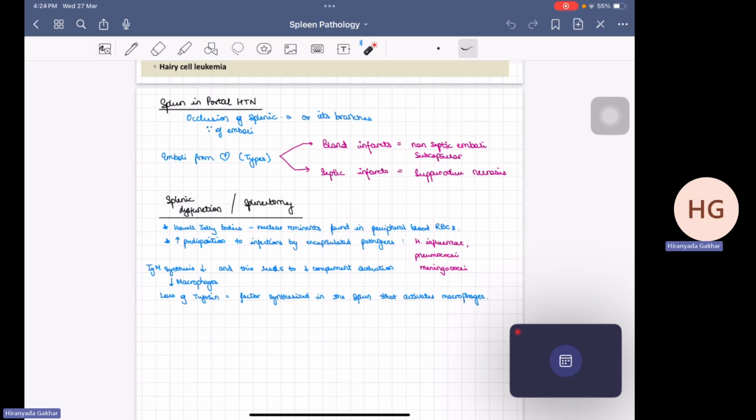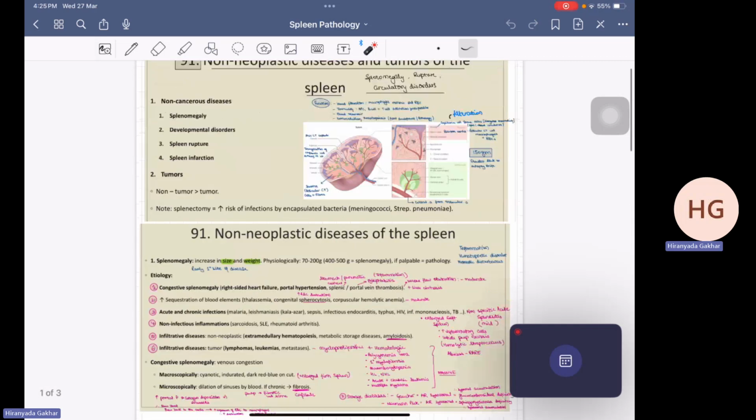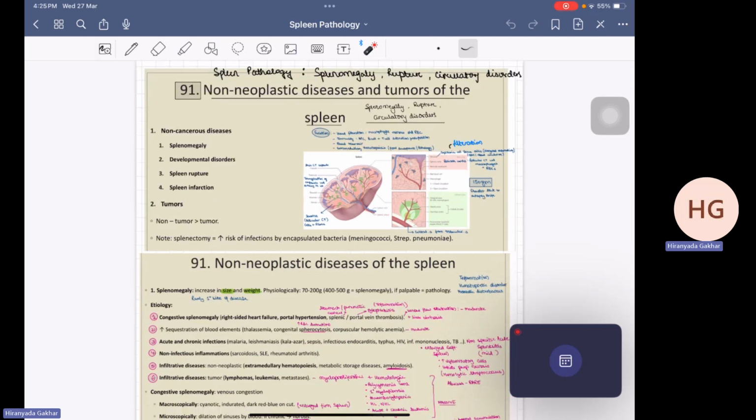So this is just a short summary of the bland and the septic infarcts and about the signs of splenic dysfunction. So yeah, that is all from my side about this particular question.